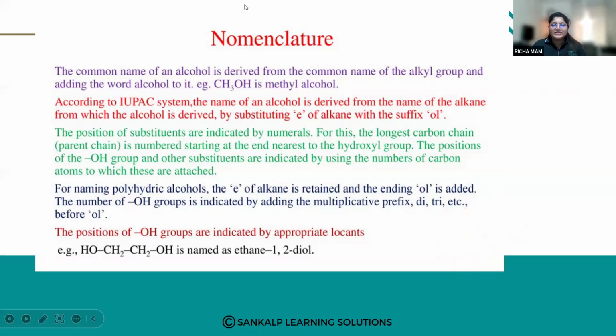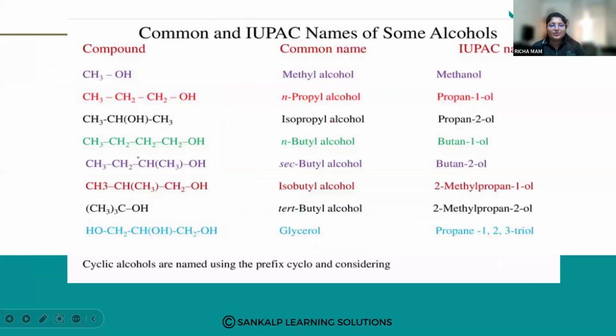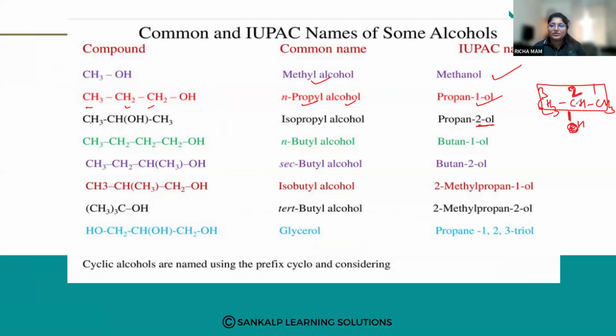In the IUPAC system, we are naming it as alkanol. Here you can see methanol. Then here, 1, 2, 3: n-propyl alcohol, propane-1-ol. Then CH3CH(OH)CH3, 1, 2, 3. It is again propane-2-ol because the OH group is present at the second carbon.